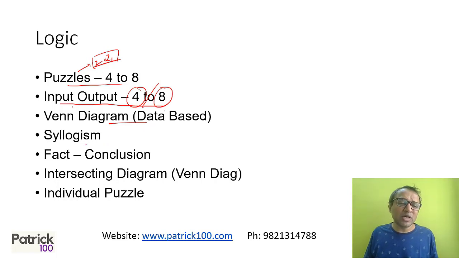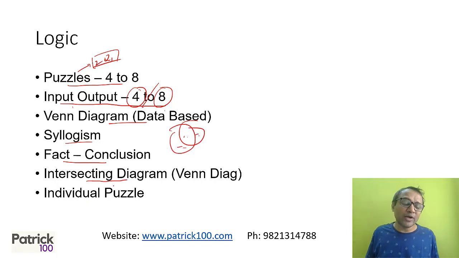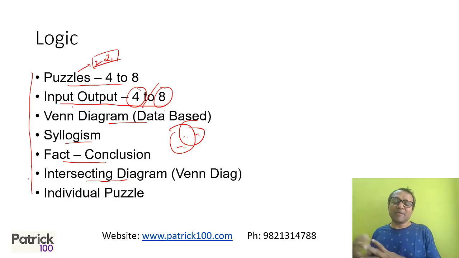Then there is the Venn diagram, where one question will come. Syllogism will be a couple of questions, 2-3 questions. Then fact conclusion, and intersecting diagrams like the Venn diagram, where some numbers are given to you and you have to find out the numbers. And individual puzzles. These are the types of questions that come in the exam apart from critical reasoning.